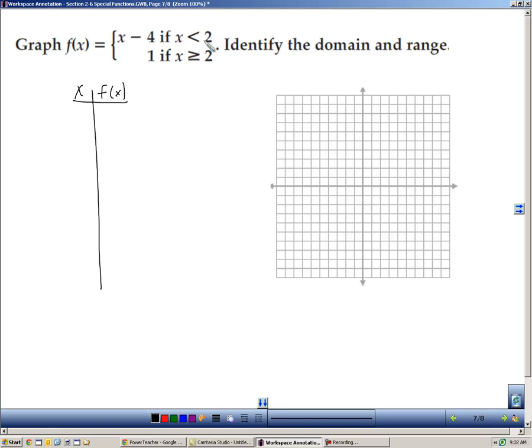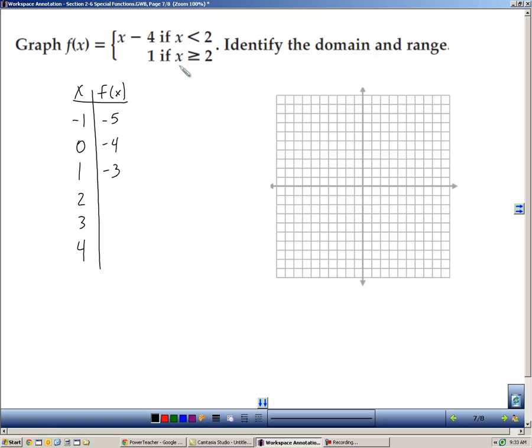We want to pick numbers that are smaller than 2, so I'll start with -1, 0, and 1. And then we want to pick numbers that are equal to 2 and also bigger, so we can get an idea of what happens at that magic spot of 2. So if I plug -1 in, and then I subtract 4, I'm going to get a -5. If I plug 0 in for x, 0 minus 4 is -4. A 1 will give me a -3.